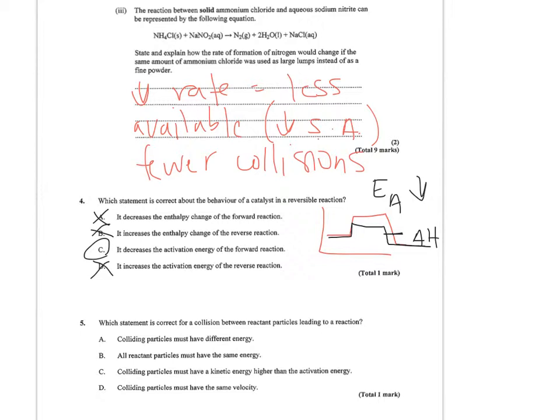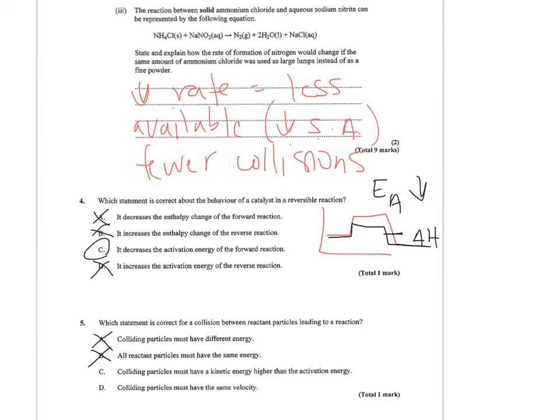Number 5, which statement is correct for a collision between reactant particles leading to a reaction? Colliding particles must have different energy. No, there's no requirement for that. All reactant particles must have the same energy. No, that's not a requirement either. Those two don't matter. They can have the same or different energy. It's the idea that they have to have that minimum amount of energy, which is what C indicates.